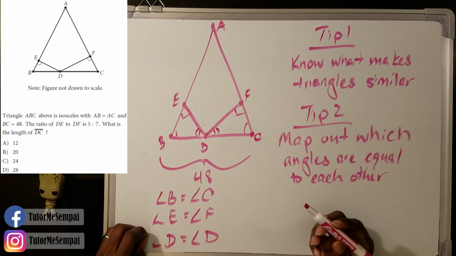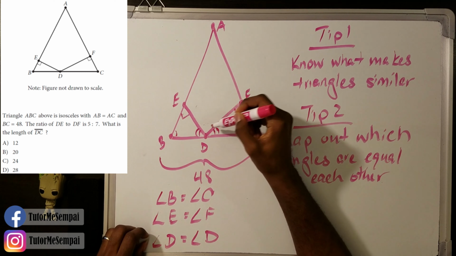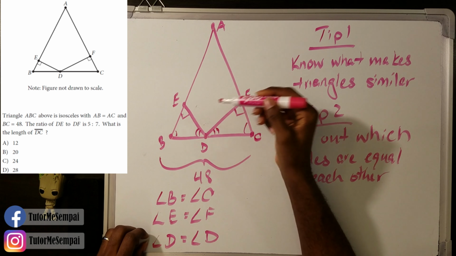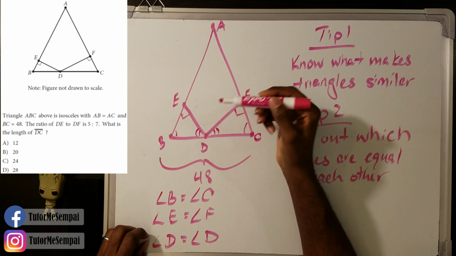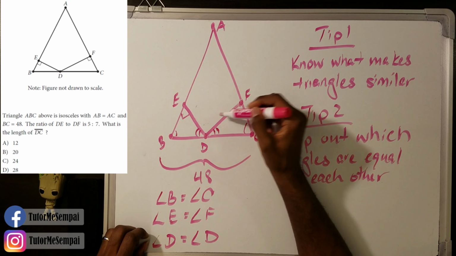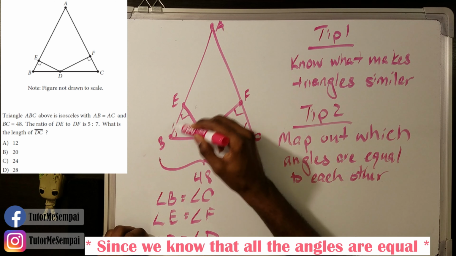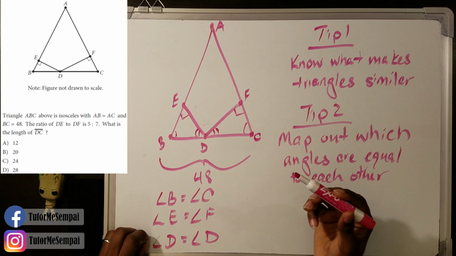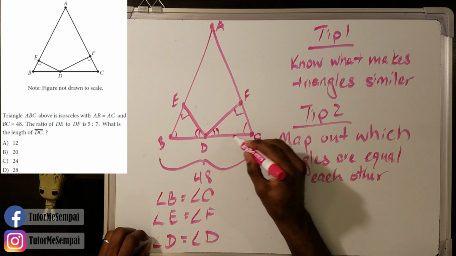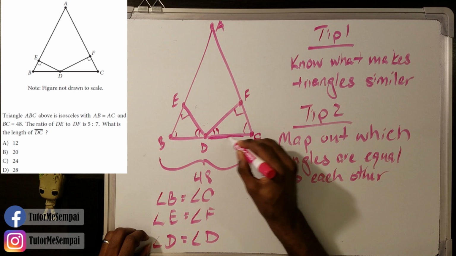Looking back at our question, it says a little bit more about these sides as well. It says the ratio of DE to DF is 5:7. So these sides are in proportion to each other. Not only are all their angles equal, the sides are also proportional to each other. If these sides are proportionate, then these sides are proportionate and these sides are proportionate. The question is asking, what is this DC here? We want to ultimately find this line here.